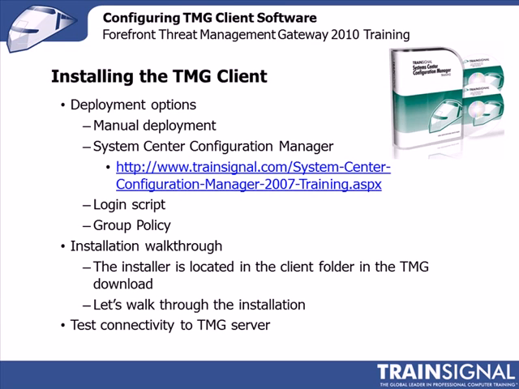You can also use a login script or group policy or third-party installation tools if you like to deploy the client out to your machines. For the purposes of this course, we're going to do it manually, and the installer is located in the client folder in the TMG download, the TMG installation location that we used before. So we're going to walk through the installation, and then we'll take a look at the client's connectivity to the Threat Management Gateway server.